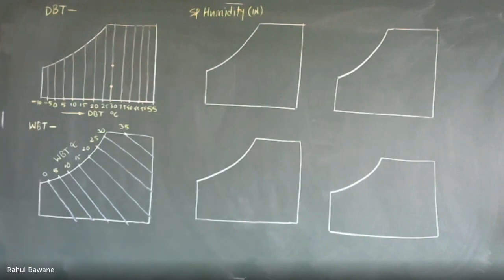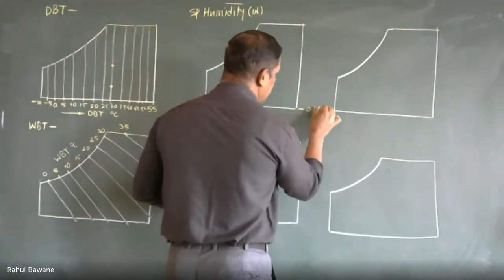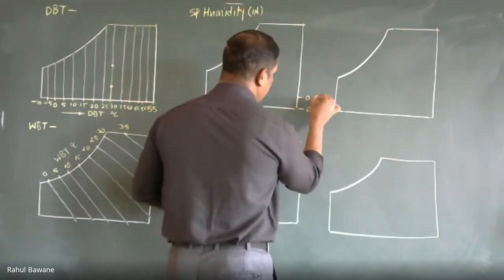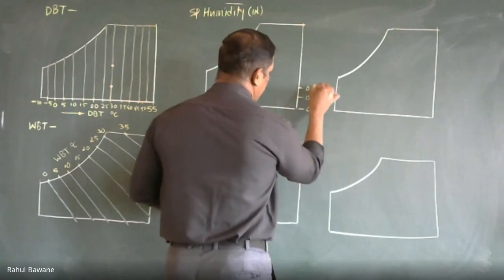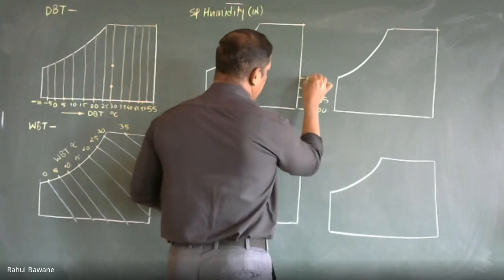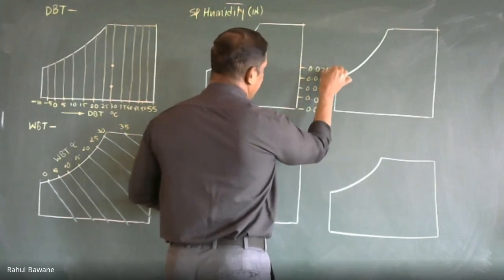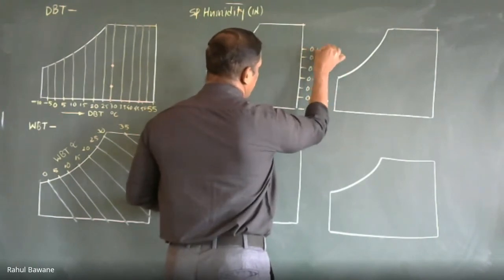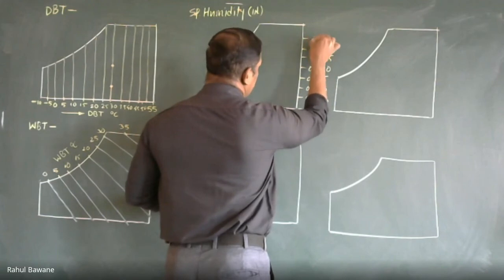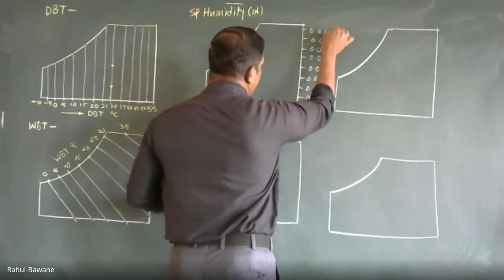Specific humidity is on the vertical side, and it is always given in three digits: 0.005, 0.010, 0.015, 0.020, 0.025, 0.030, 0.035, 0.040, like this.